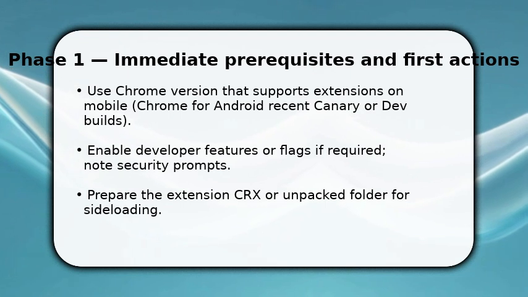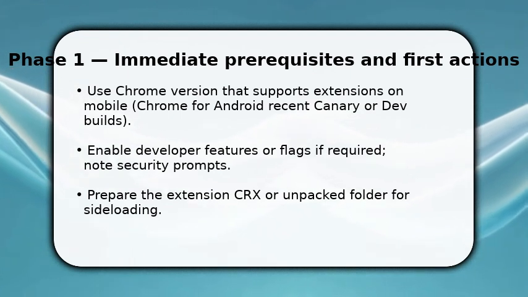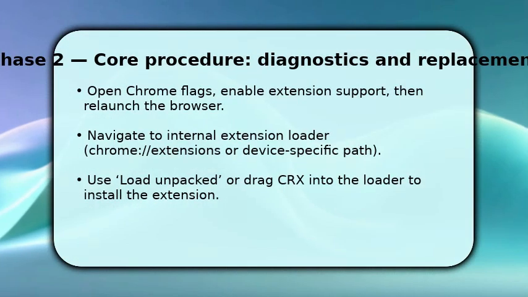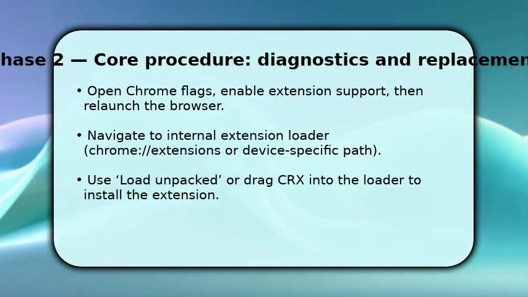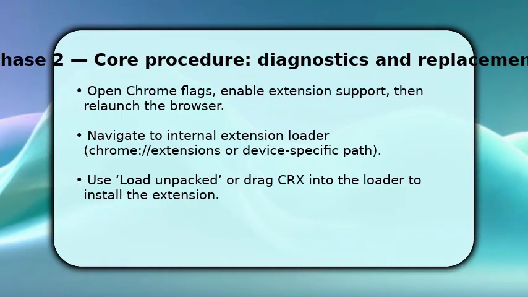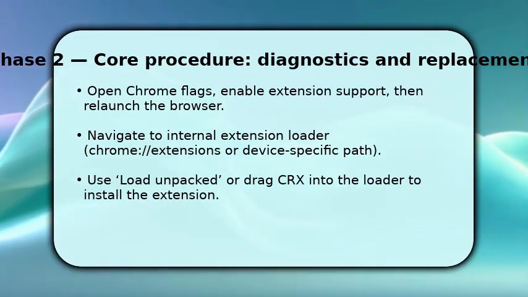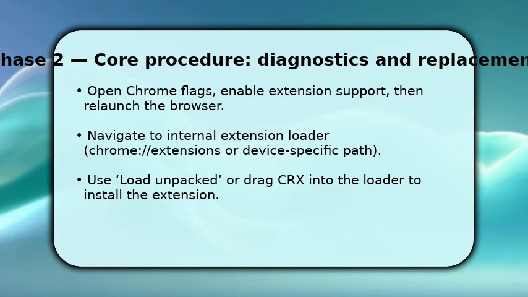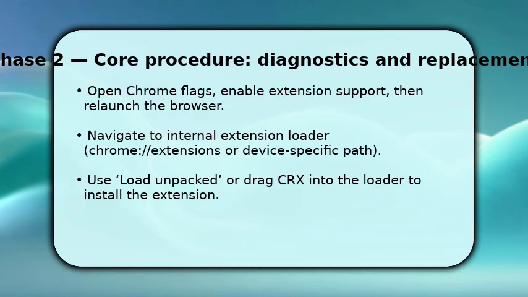Make sure storage access is granted so Chrome can load the extension later. Once your browser restarts with flags enabled, go directly to the extension management page, Chrome, //extensions, or the equivalent entry point in your build, because that's where you control installs. You'll see options like Load Unpacked or an Install button for CRX files.